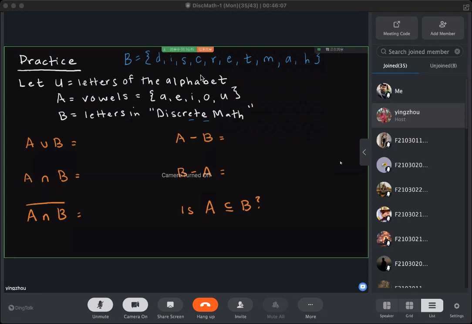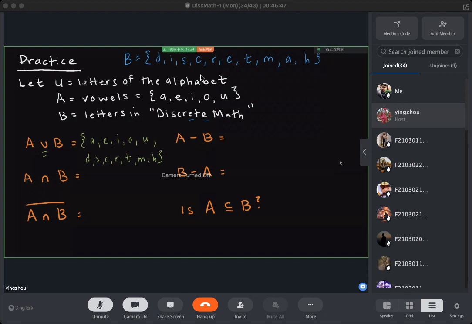So my first question asked me to find the union, and union is kind of like the cup, and the cup contains all of the elements in either set. So set A is A, E, I, O, U, and then I'm going to also include everything in set B, but I don't have to rewrite A, E, I, O, or U. So I've got D, S, C, R, don't have to write E, T, M, H. So all of those elements would belong to the union.